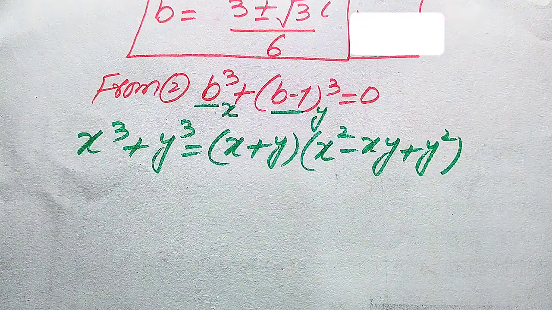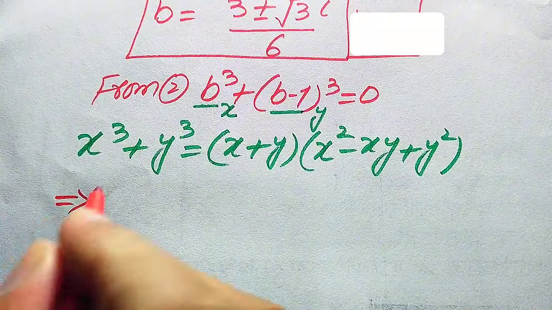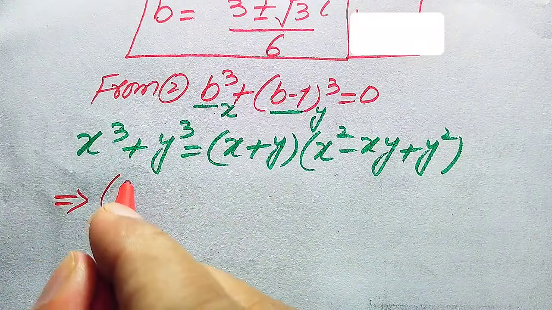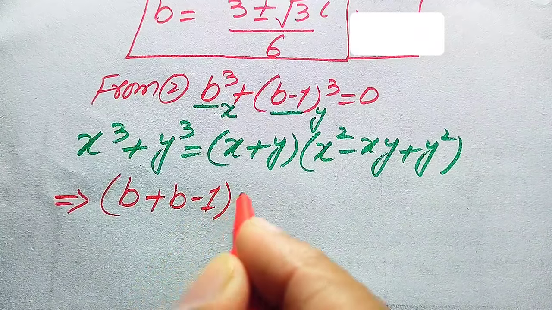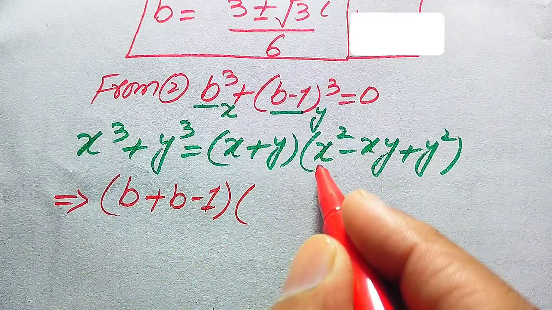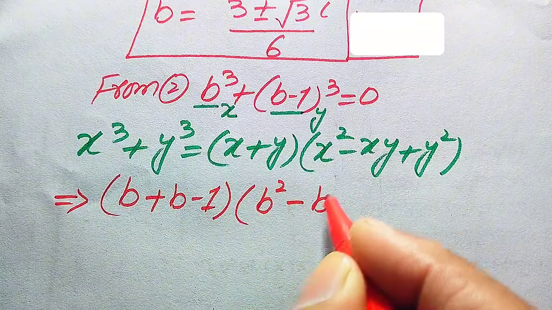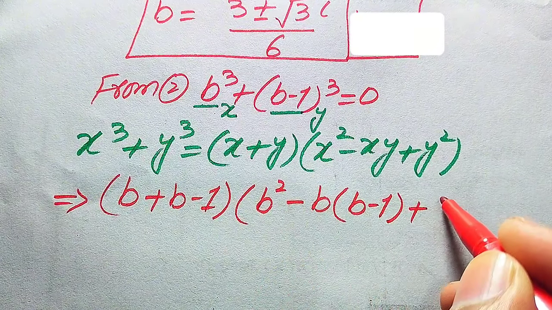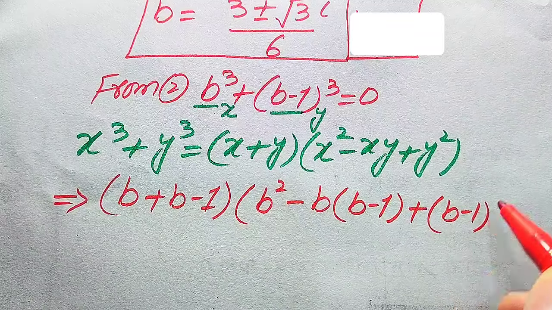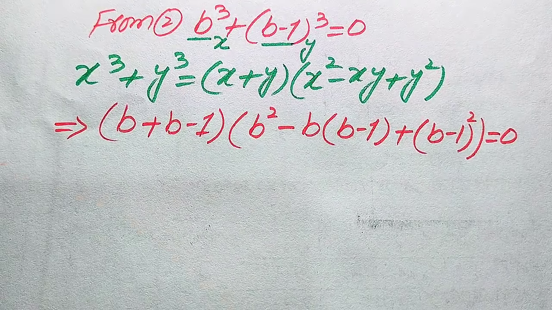So according to this formula we write our above equation as follows. First you have x plus y, where our x is b and y is b minus 1, and then again our x is b, so it is b squared, and b into y is b times (b minus 1), plus y squared, where y is b minus 1, whole squared, and this whole equation equals 0.